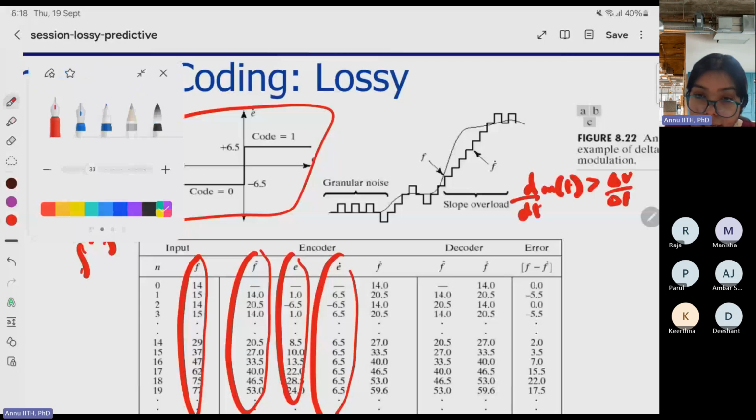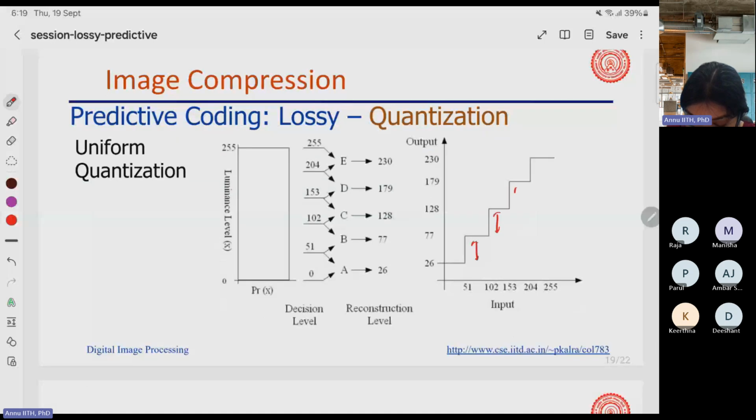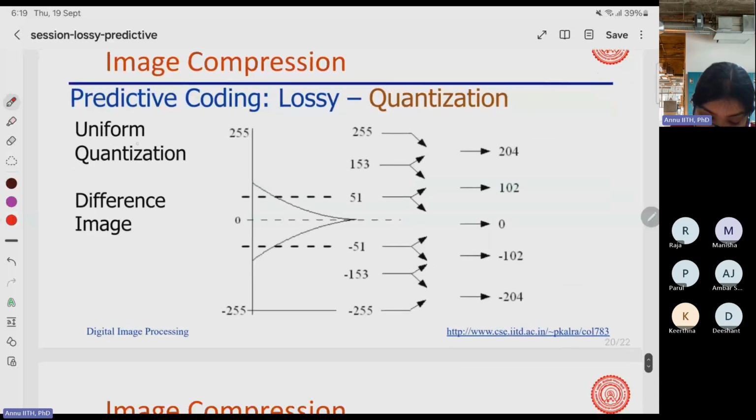And if we have uniform quantization, what does this mean? As the name suggests, uniform quantization means the step size will be the same across all the levels. Here you can see the step size is the same. How does uniform quantization and the difference image lead to these values: 204, 102, then 0, then minus 102, then minus 204? Because you had this value, then after subtracting this delta you will have this value, and again after subtracting delta you will have this value.